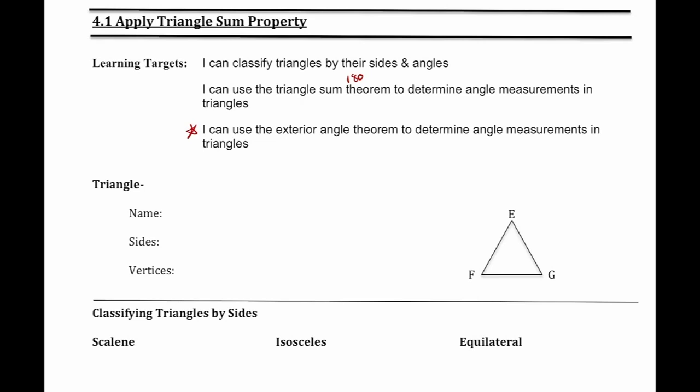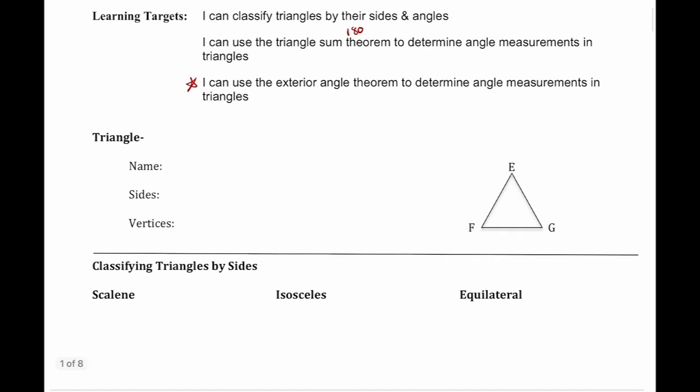We'll start off with a vocabulary. A triangle is a three-sided polygon. We've already talked about polygons in general. We're going to get really specific.